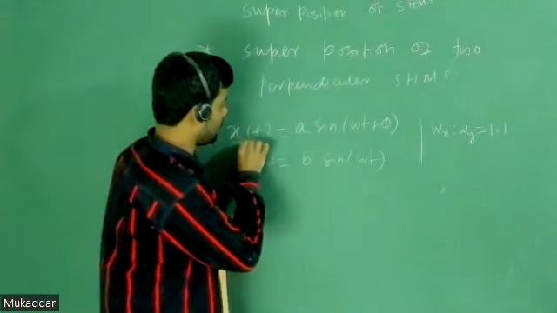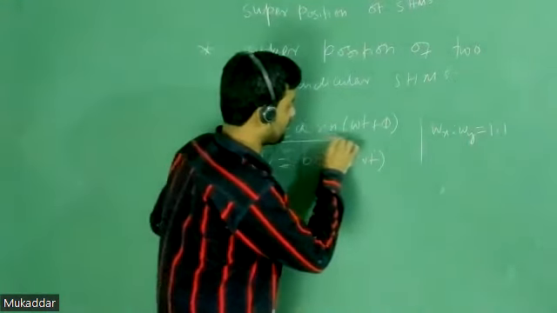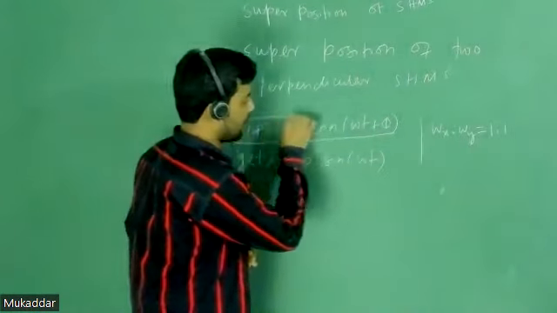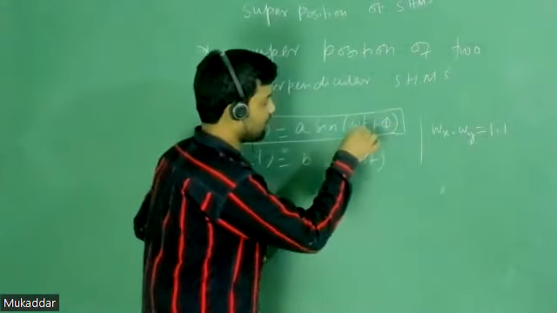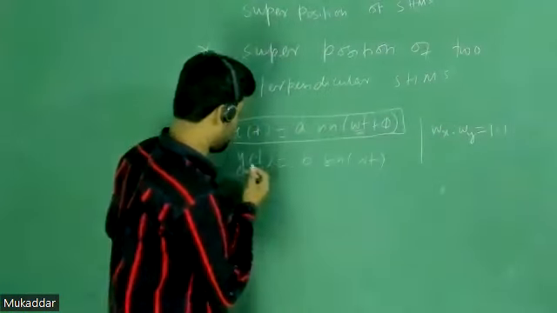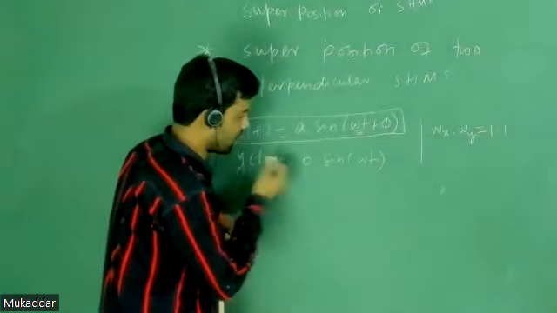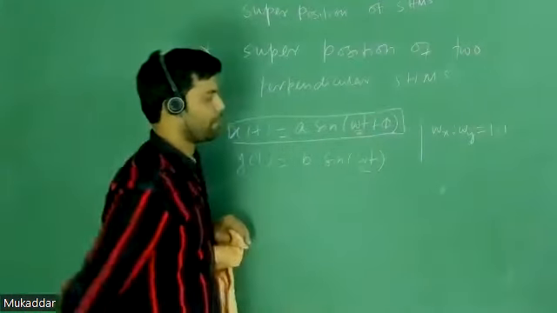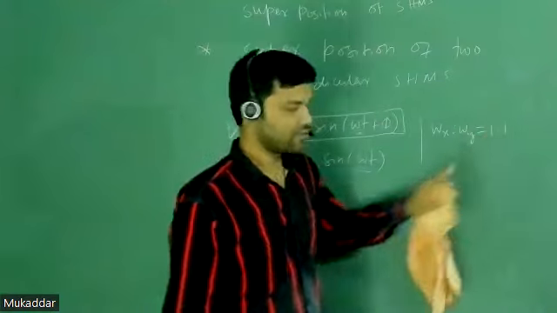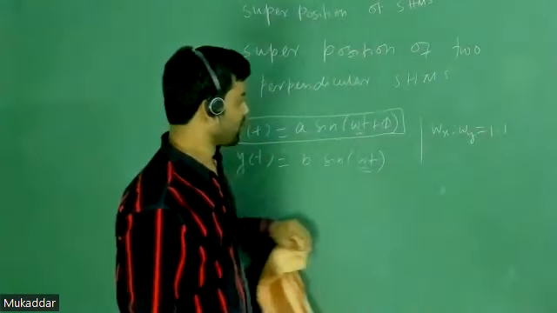See, you have omega x. What does it mean? The frequency of SHM along the x direction, है ना? So x(t) मतलब along x direction में जो SHM है उसका जो frequency है उसको हम बोलते हैं omega x. Omega y is the frequency of simple harmonic motion along the y direction. So this is your omega y. So omega x is omega, omega y is omega. So their ratio will be how much? That will be 1. है ना?